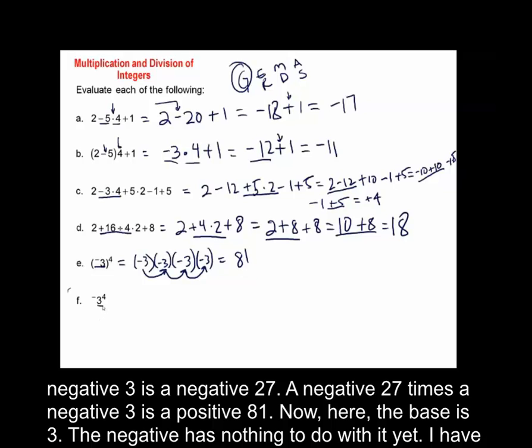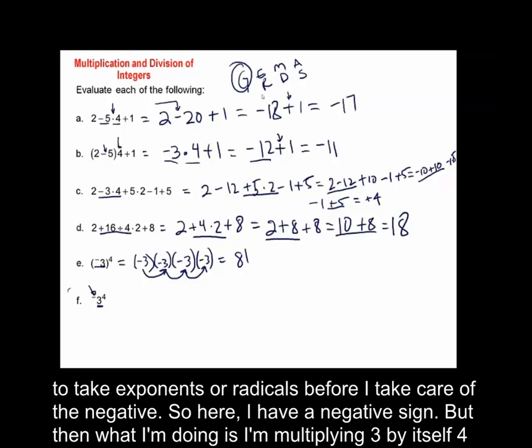Now here, the base is 3. The negative has nothing to do with it yet. I have to take care of exponents and radicals before I take care of the negative.